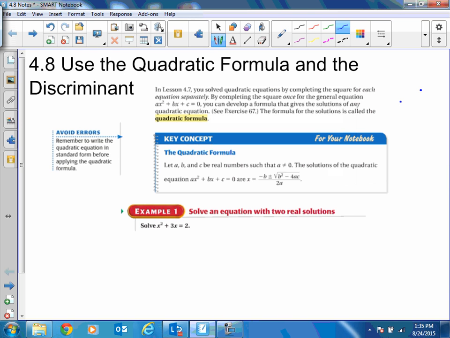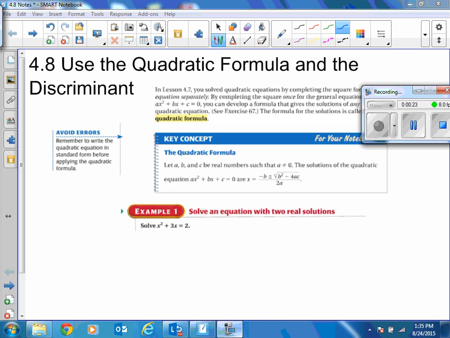4.8, use the quadratic formula and discriminant. You guys know the quadratic formula. You've done it since Algebra 1, Algebra 2. Just going to continue to practice and continue to get better at it. You know the song probably. X equals opposite b plus or minus square root b squared minus 4ac all over 2a.